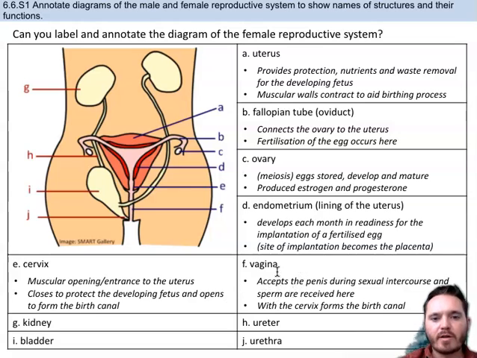So you've got the vagina over here. This is where the penis would be accepted during intercourse, and the sperm would be received here as well. And so then that's going to lead into the cervix, where you've got the muscular opening of the uterus over here. And there's also a lining of the uterus, which becomes very important when we talk about menstruation later. The lining of the uterus is going to provide protection and nutrients for a developing embryo or baby.